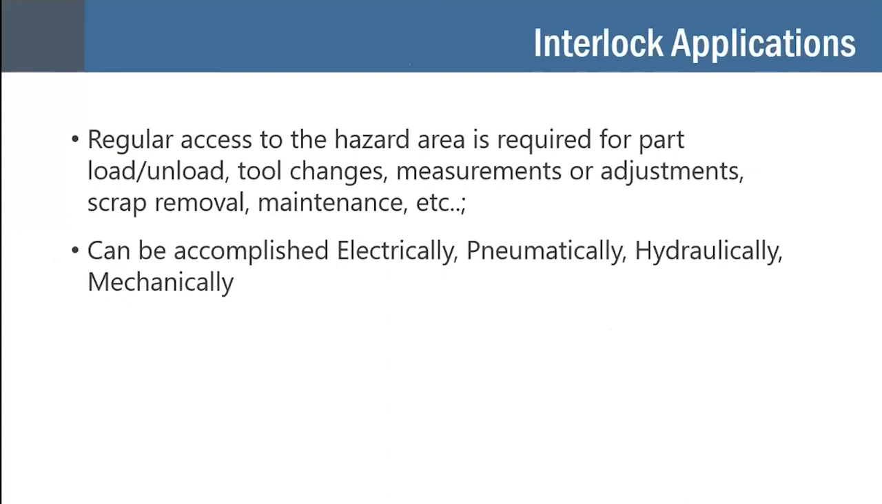So interlocks are required when we need regular access to a hazard area for either loading, unloading parts, tool changes, taking measurements of parts during cutting operation, adjusting, scrap removal, maintenance, etc. So frequent applications to get inside a hazard area. You want an interlock, so it's just open, stop, close, restart. And again, these can be tied to any sort of energy source: electrical, pneumatic, hydraulic, or mechanical.